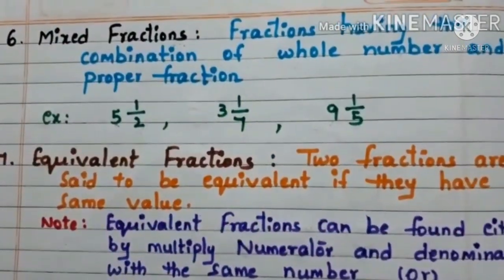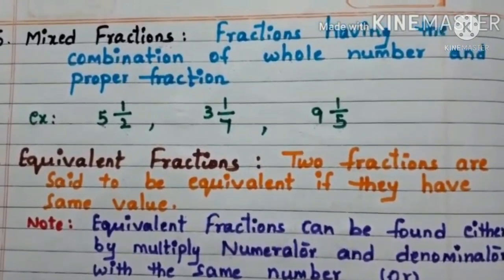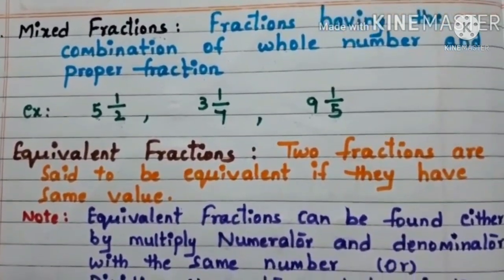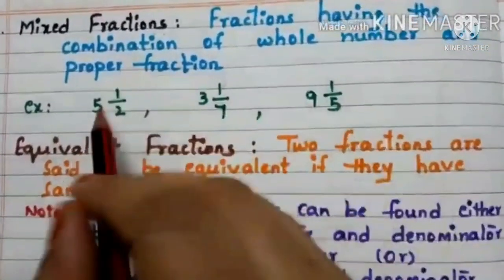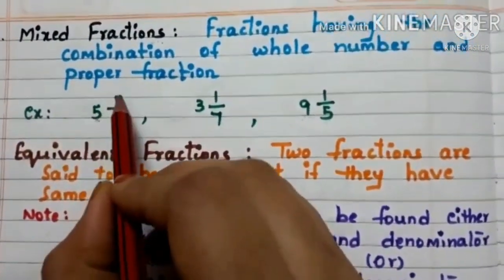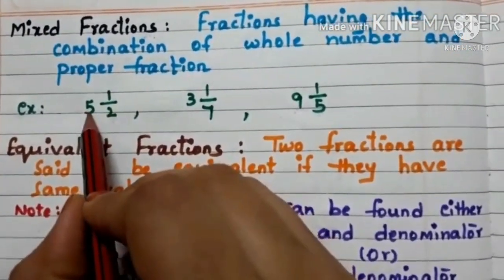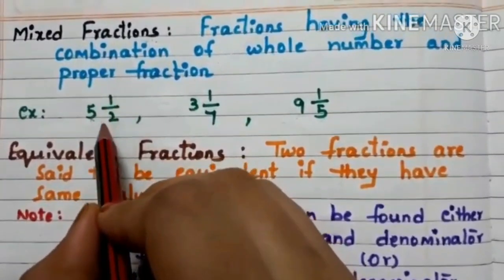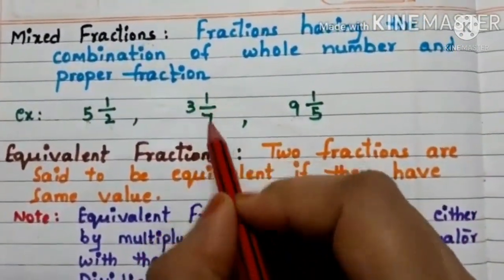Okay. Now mixed fractions. Fractions having the combination of whole number and a proper fraction are called mixed fractions. Here we have some examples. 5 1 by 2. 5 is the whole number and 1 by 2 is the proper fraction. Okay, the combination of whole number and a proper fraction is called mixed fractions. Okay, and 3 1 by 7.